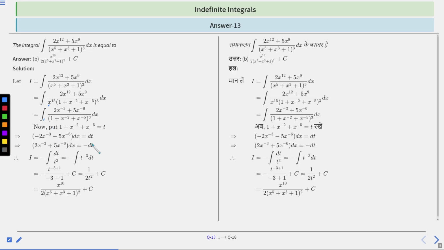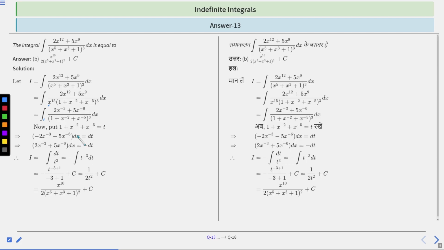Now put 1 plus x to the power minus 2 plus x to the power minus 5 is equal to t. Therefore, minus 2x to the power minus 3 minus 5x to the power minus 6 dx is equal to dt. Right? Therefore, 2x to the power minus 3 plus 5x to the power minus 6 dx is equal to minus of dt. Therefore, I is equal to minus of integration of dt upon t cube, which can be written as minus of integration of t to the power minus 3 dt, which is equal to minus of t to the power minus 3 plus 1 upon minus 3 plus 1 plus c, which is equal to 1 by 2t square plus c.